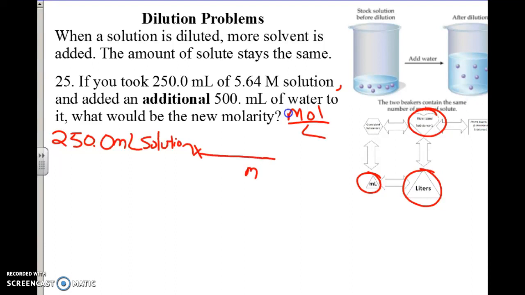We put milliliters of solution on the bottom. We put liters of solution on top. You don't want to answer in liters, we want it in moles. So liters of solution, and then moles of solute. Excuse me, actually moles of solute, not moles of solution.